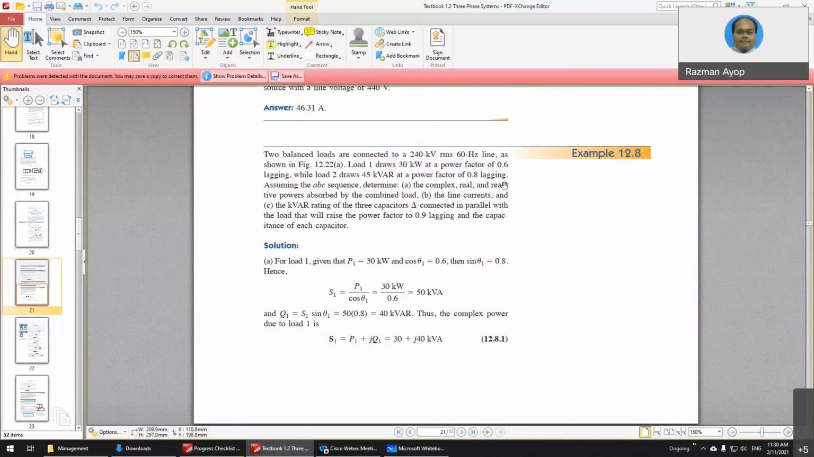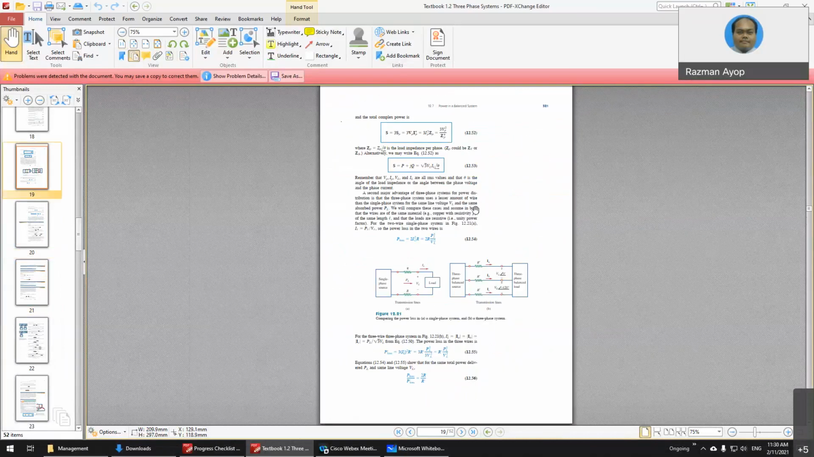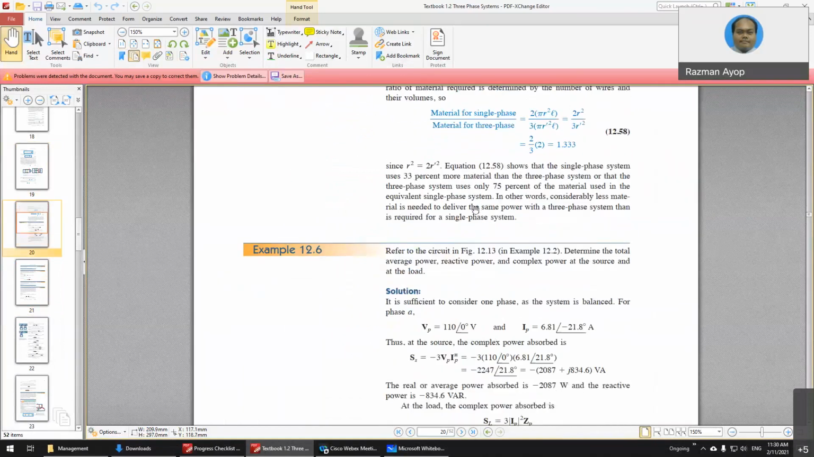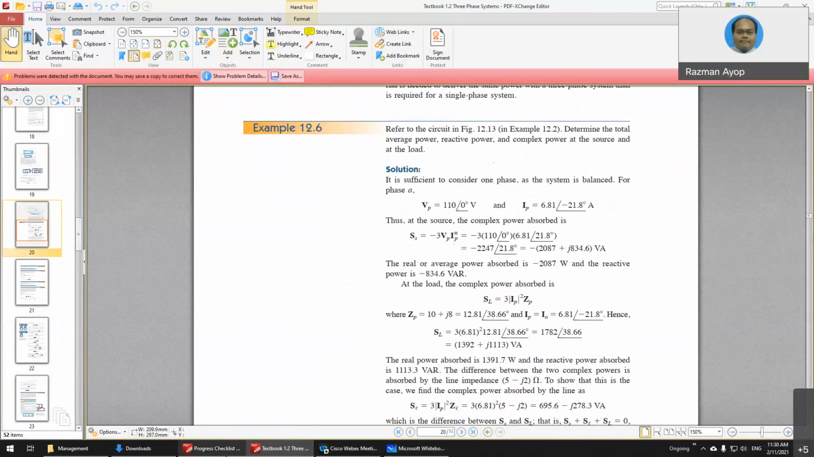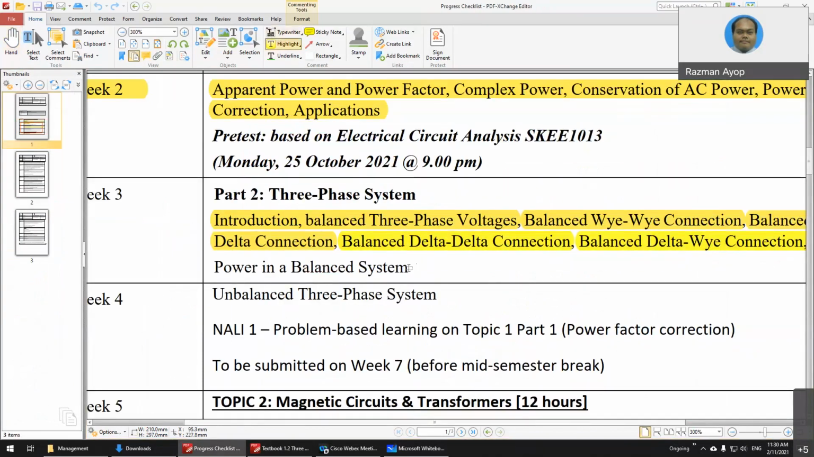Okay, we continue back. Before I continue with unbalanced load, I want to show you, you have to look at the textbook. So you can see here, we already completed this in the previous video.